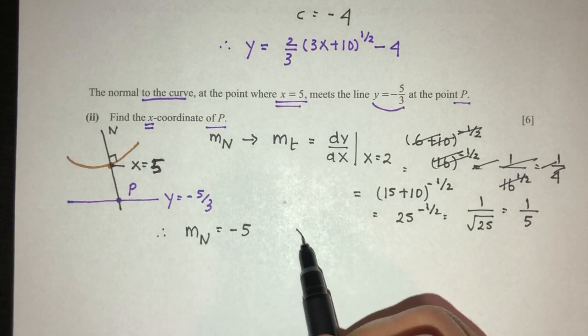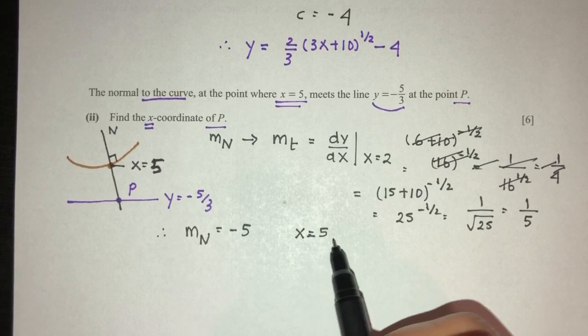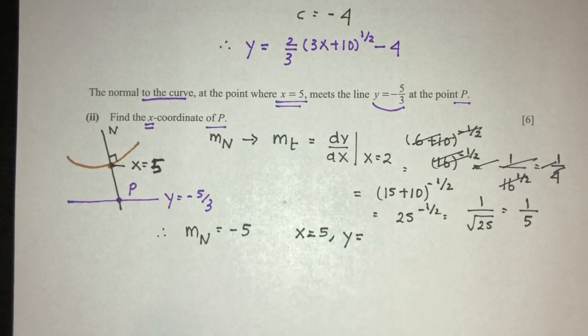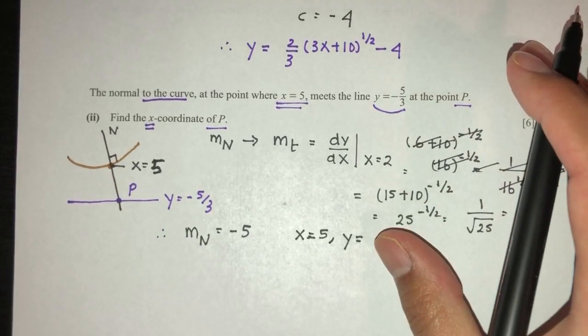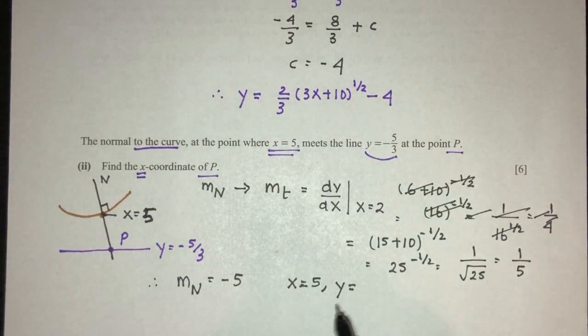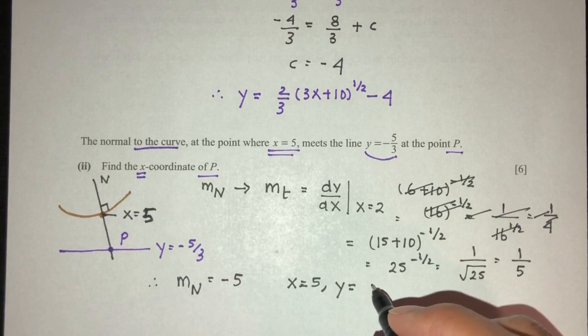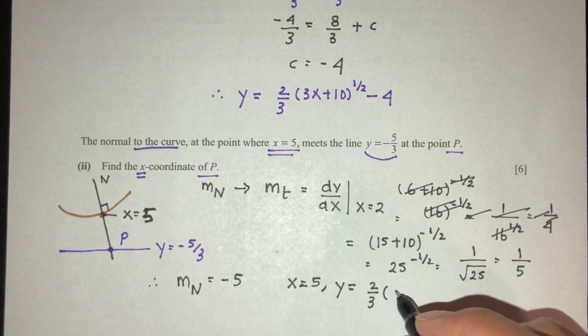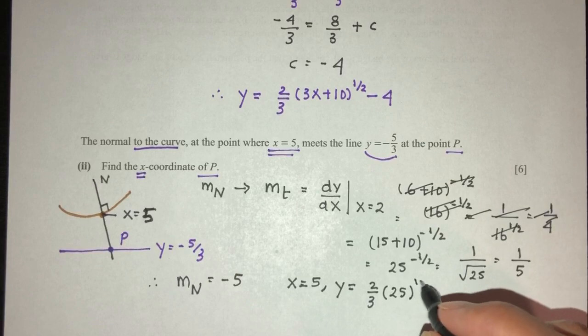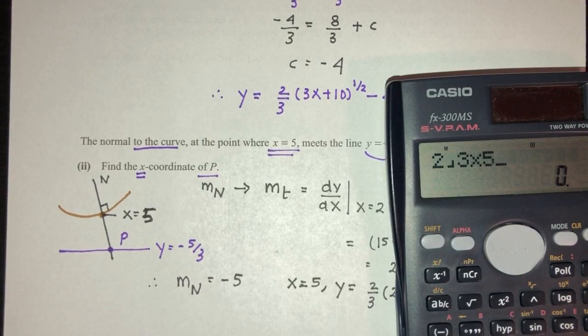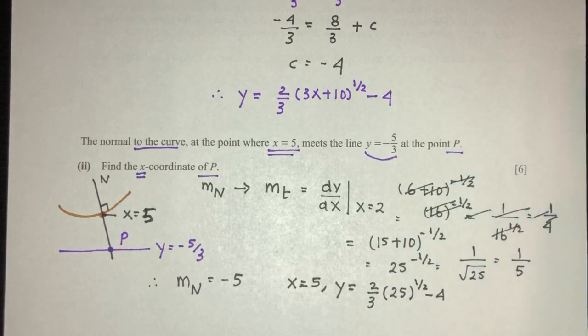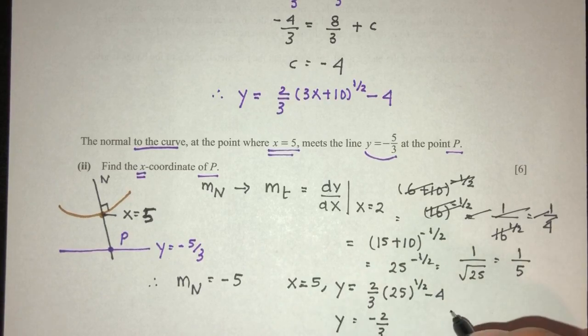Now we have the x point equal to 5. We have to find the y value. Y is going to be back on the equation of the curve. So replace the value of x by 5. You will have 2 over 3 times 25 to the power half, minus 4. 2 over 3 times 5 minus 4. That is minus 2 over 3. So that is the point 5, minus 2 over 3.